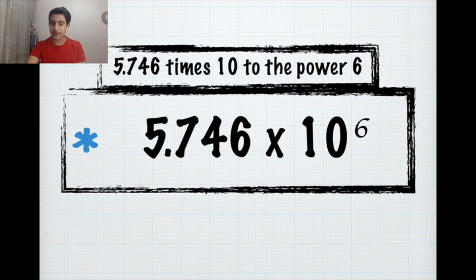5.746 times 10 to the power 6. Remember, always count the numbers after the decimal place with their single digit value. So you're not going to say 5.746, it's always going to be 5.746.